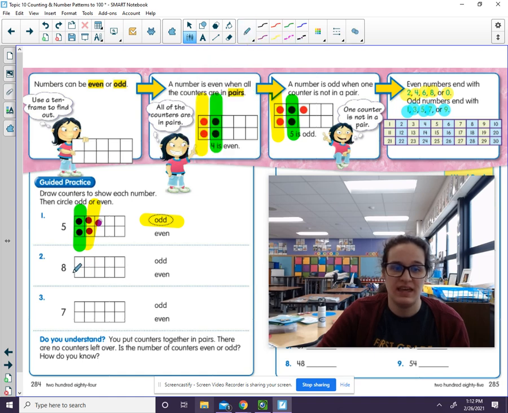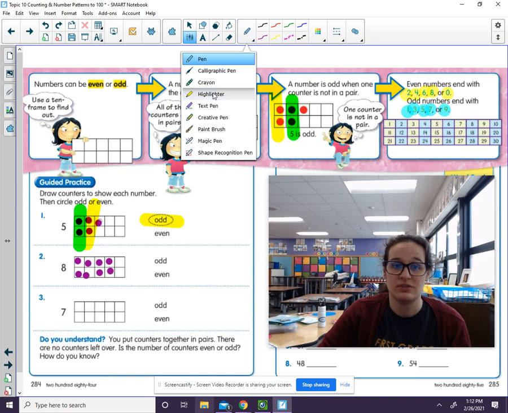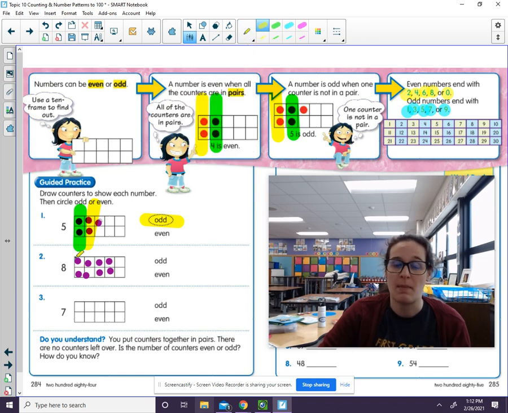Let's try the next one. 8. 1, 2. Again, I'm going top to bottom. 3, 4, 5, 6, 7, 8. Okay, we're going to check. Does each have a pair? Remember, a pair means 2. 1, 2. So 1, 2. 1, 2. So each of those had a pair. So that would make this even. So a number is even when all the counters are in pairs.